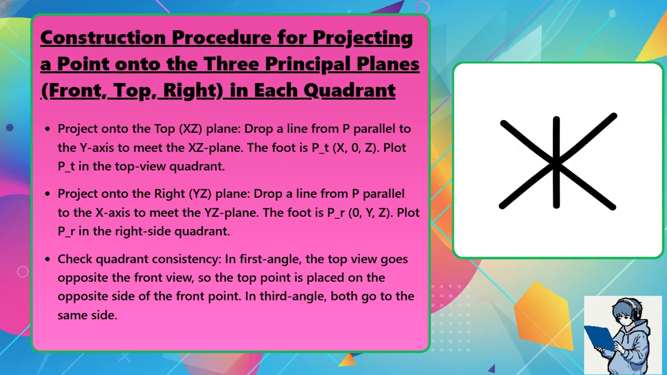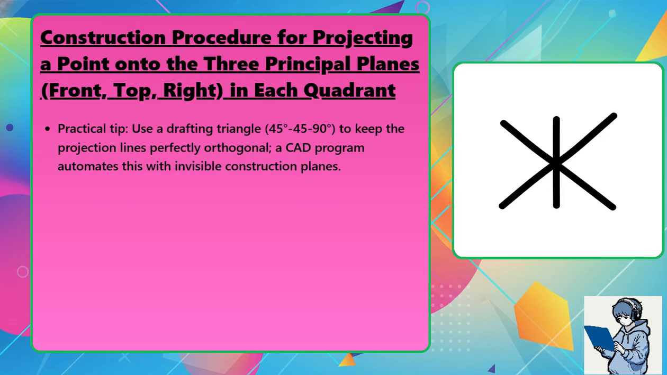Check quadrant consistency. In first angle, the top view goes opposite the front view, so the top point is placed on the opposite side of the front point. In third angle, both go to the same side. Practical tip: use a drafting triangle, 45 degrees, 45 degrees, 90 degrees, to keep the projection lines perfectly orthogonal. A CAD program automates this with invisible construction planes.